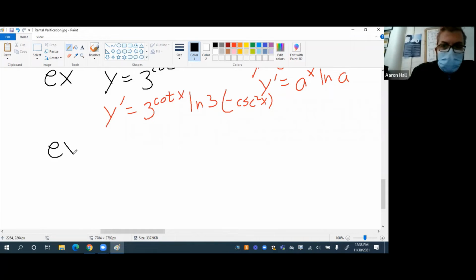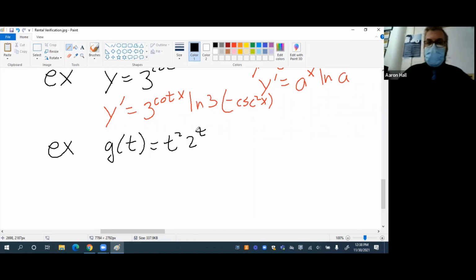Another example, same thing. We're trying to find the derivative. I have g of t equals t squared times 2 to the power of t. And it's probably obvious, but I'm going to say it anyway. We're finding the derivative with respect to t.